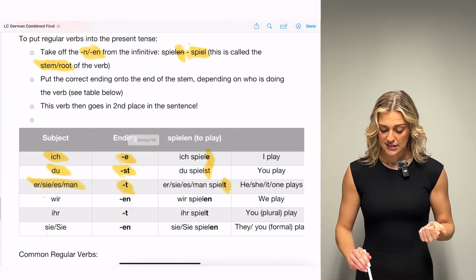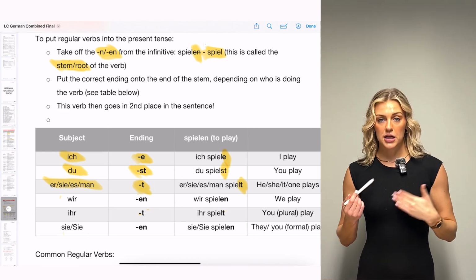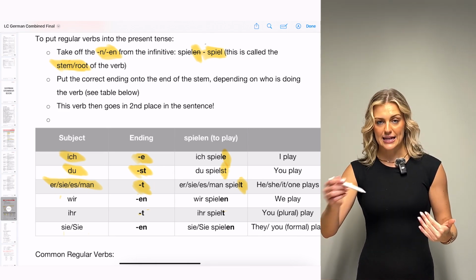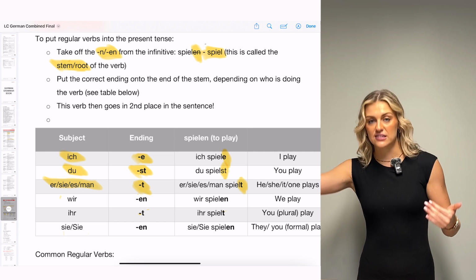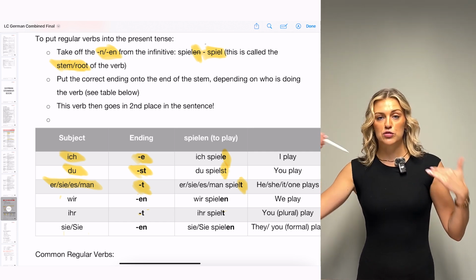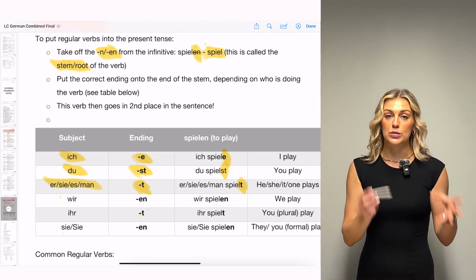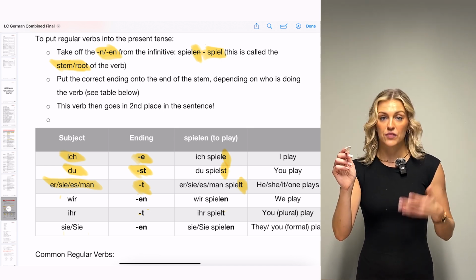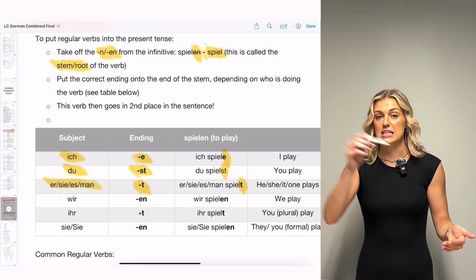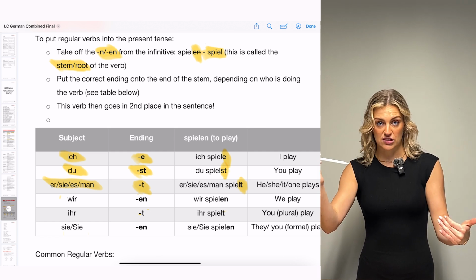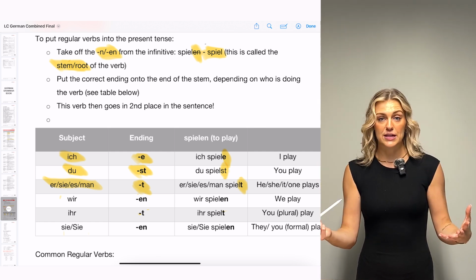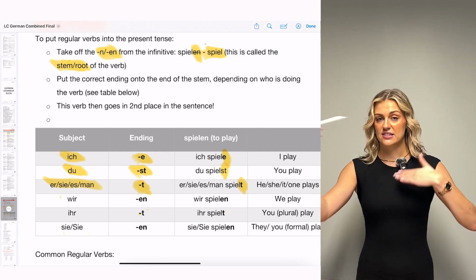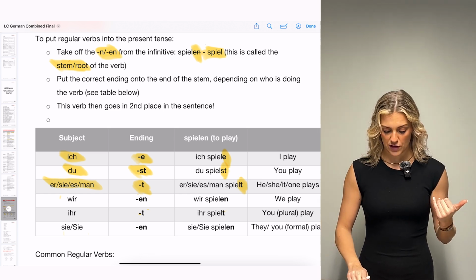So you can see there, it's the same in English, right? I play, you play, he, she, it, one plays. Okay, our verb changes depending on who's doing the verb, and it's the exact same thing in German. You wouldn't say he play. That's incorrect. We say he plays. The verb changes depending on who's doing it, and it's the same thing in German. It gets a different ending depending on who's doing the verb.